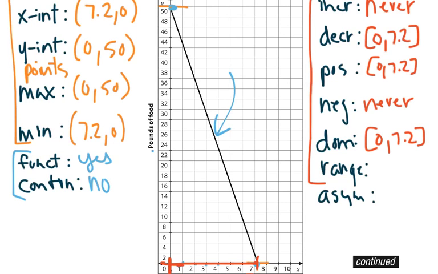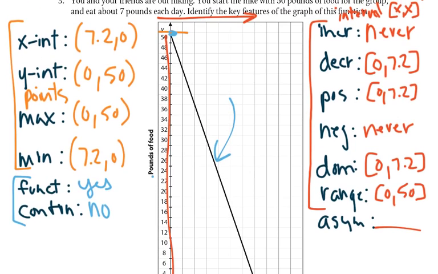And our range starts here at 0 and goes up to 50. So it would be 0 to 50. And we don't have an asymptote because it's not exponential. So there we go.